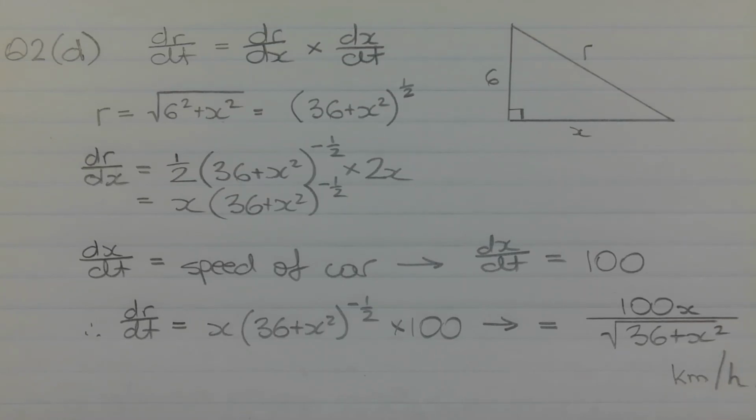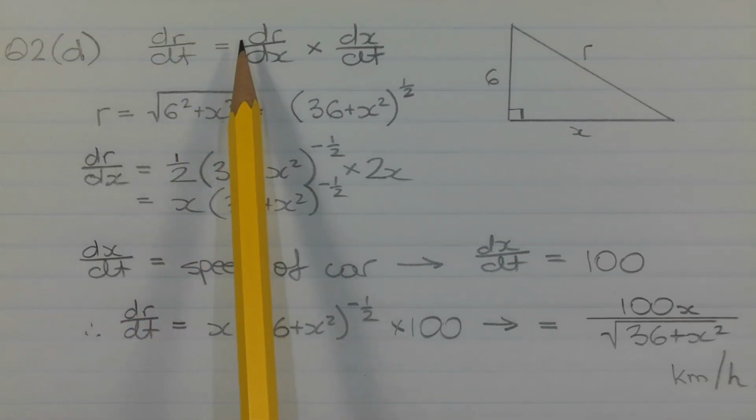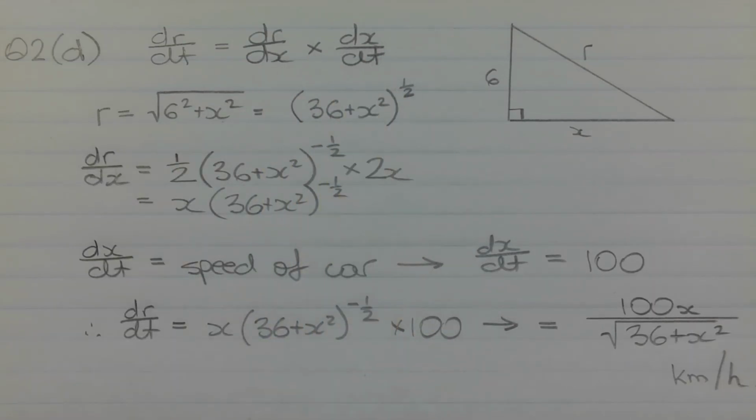This is a related rates of change problem. We can express dr/dt in terms of dr/dx and dx/dt using the chain rule. So dr/dt is equal to dr/dx times dx/dt.